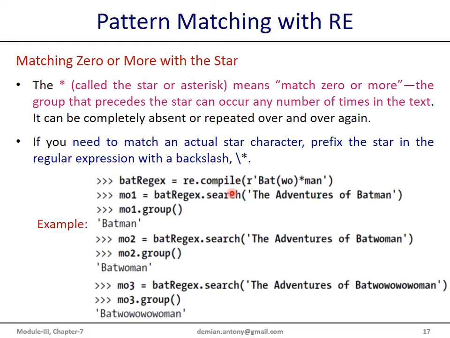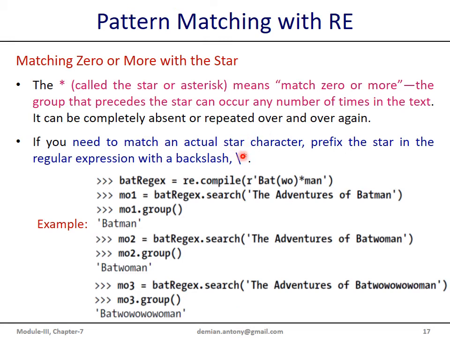Let us take up the example, and in this we want to match Batman, Batwoman and Bat WO repeated multiple times. What we have to do is Bat and man are mandatory patterns, and we create a group here with the parentheses and we use the star. It means that this can appear 0 times, 1 time, 2 times and several times. This is how the regular expression matches Batman, Batwoman and even this string.